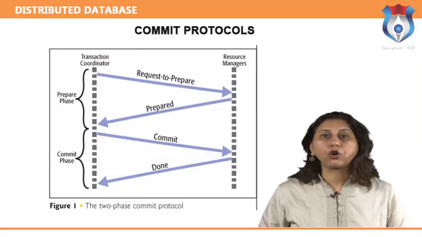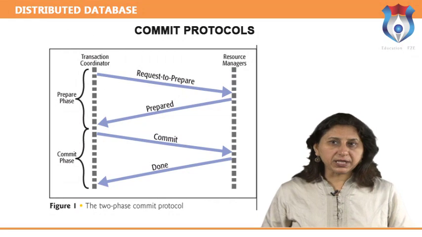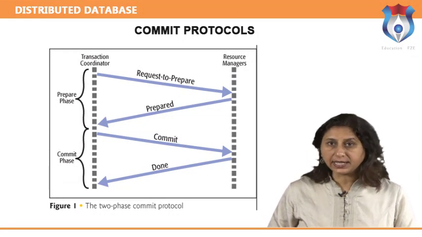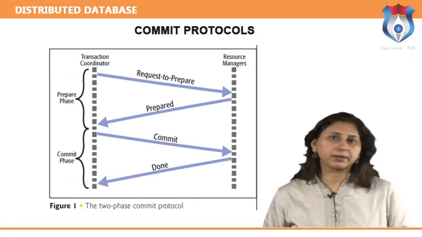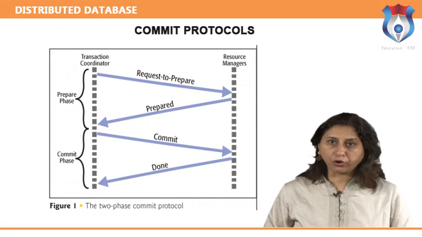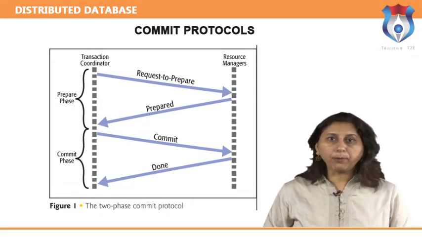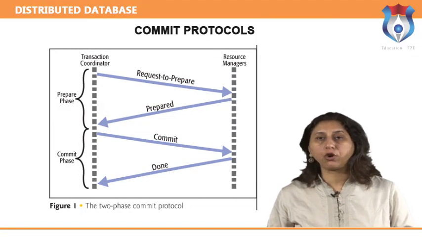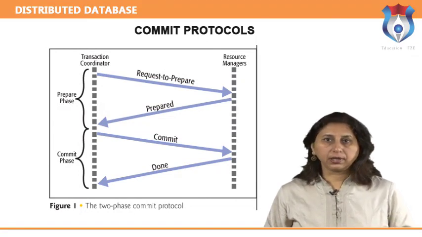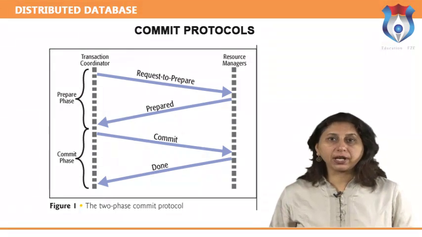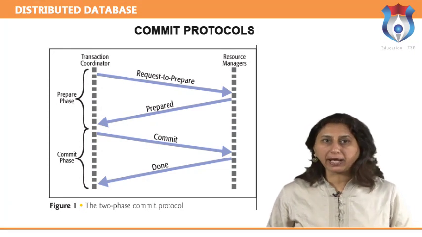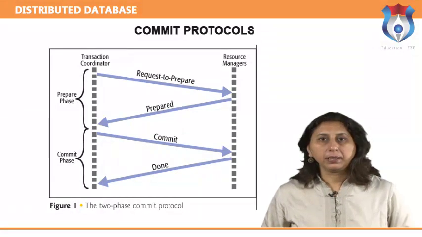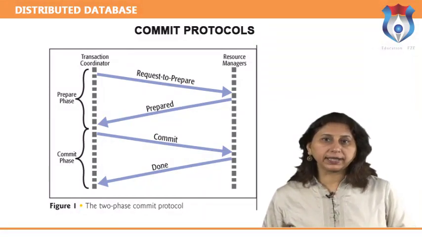Phase 2. Recording the decision. T can be committed if Ci received a ready T message from all the participating sites. Otherwise, T must be aborted. The coordinator adds a decision record, <commit T> or <abort T>, to the log and forces the record onto stable storage. Once the record is on stable storage, it is irrevocable, even if failures occur. The coordinator sends a message to each participant informing it of the decision, commit or abort. Participants take appropriate action locally.